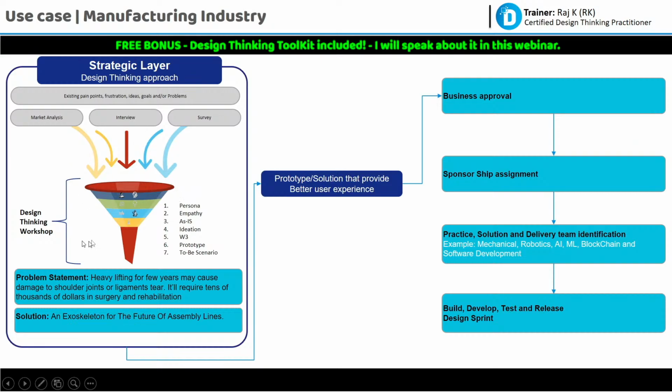So now, how did the design thinking workshop help to identify the actual problem, come up with the solution, and get business approval and sponsorship? And how does it go to a practice, maybe within your own organization or outside the organization, depending upon the appetite of the company, whether they have it or not, and then how it is built, tested, and released. Once it has been released, they will get this product and give it to the employees so that they can wear the exoskeleton and start working in it, right? So that the problem statement of heavy lifting is resolved. They do not cause any damage to the joints, no ligament tear. They do not have to waste tens of thousands of dollars on surgery, no rehabilitation, right? This will give such a good experience.